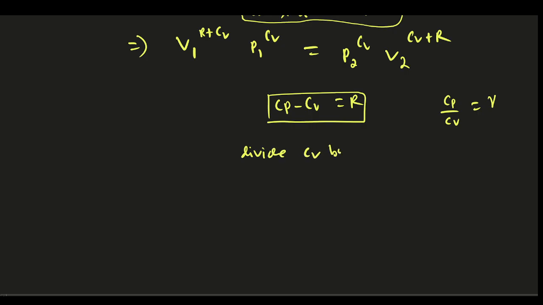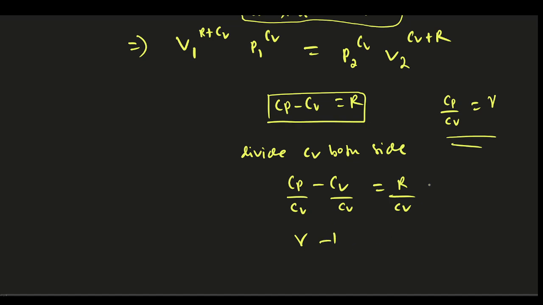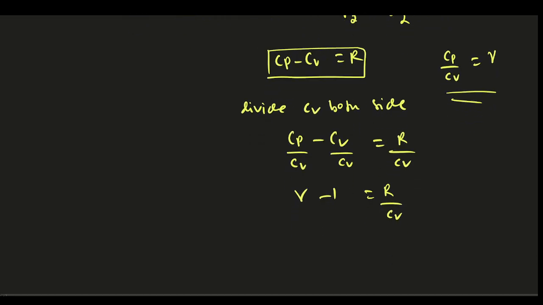divide Cb both sides. So here if I divide Cb both sides, then I will get the gamma. So Cb is there, so if I divide by Cb, here also Cb, this is R, again here Cb, then what I get here, Cp by Cb is gamma, and this is 1, and this is R by Cb. Then I want to get the value, because here CB is there, so I want the value CB equal to R by gamma minus 1.